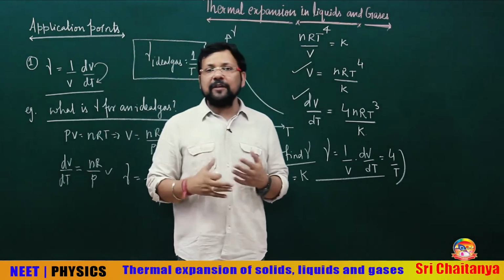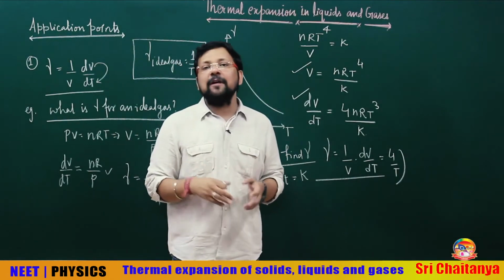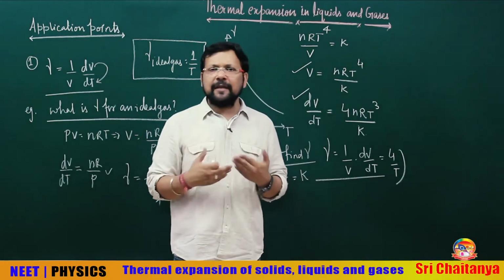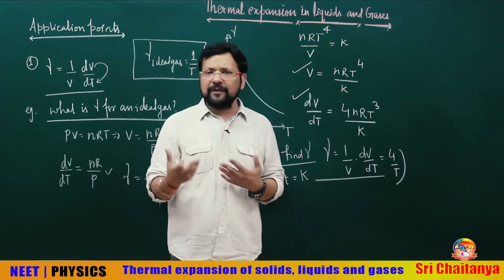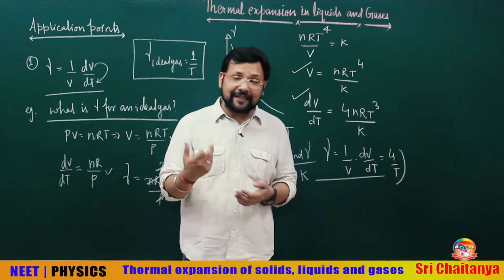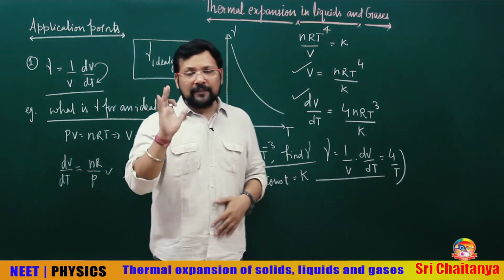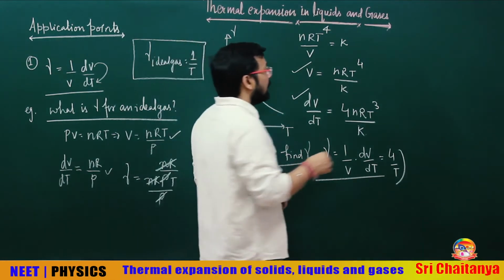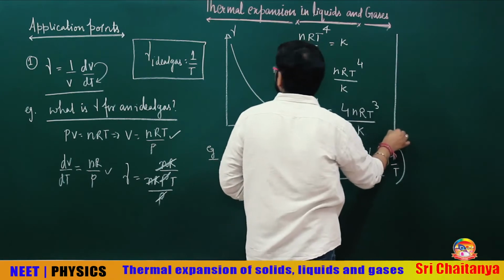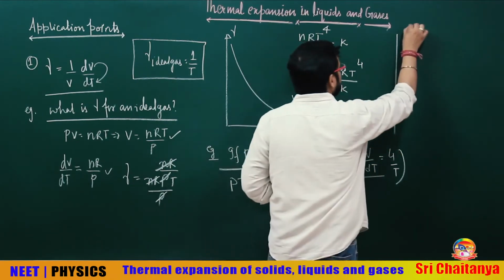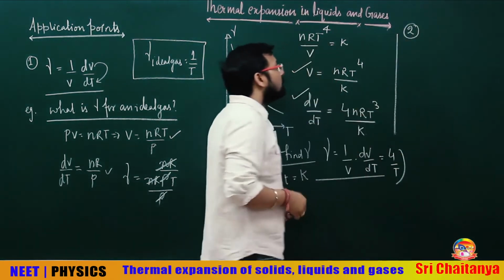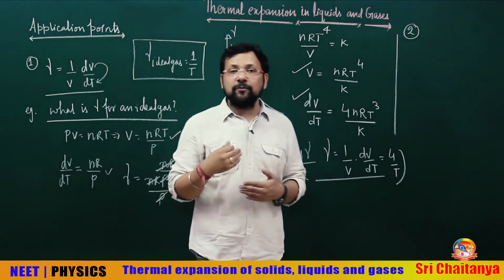So basically whenever a thermodynamic process is given, or some quantities like a PT relation or a PV relation, what you have to do is find the VT relation and then you can find gamma. This was the first application. In the second application, the first application was this, to find gamma according to a certain thermodynamic process.